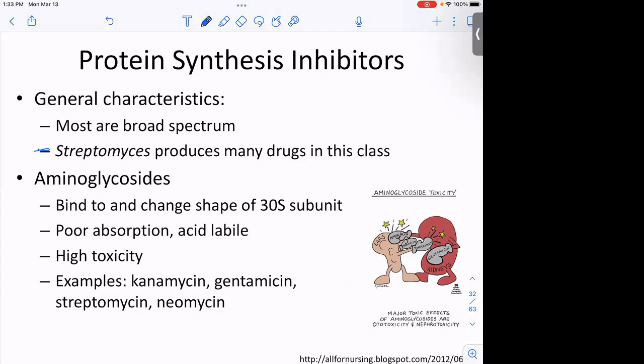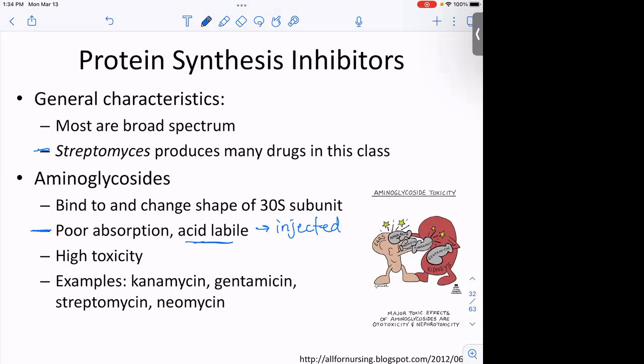Okay, so aminoglycosides. This is our first big group. They bind to the small subunit of the ribosome. Remember, bacterial ribosomes have a slightly different structure than our eukaryotic ribosomes. That's where the selective toxicity comes from. The aminoglycosides don't absorb very well through the small intestine, and they are deactivated by stomach acid. For that reason, the aminoglycosides have to be injected either by IV or intramuscularly.